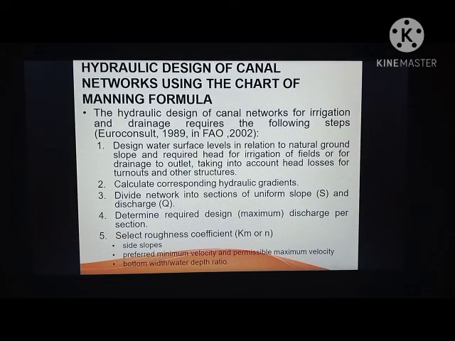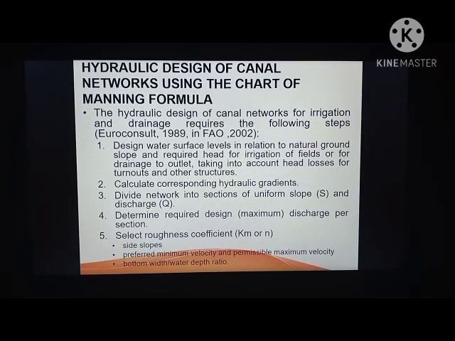Hydraulic design of canal networks using the chart of Manning formula. The hydraulic design of canal networks for irrigation and drainage requires the following steps. Step 1. Design water surface level in relation to natural ground slope and required head for irrigation and fields, or for drainage to outlet, taking into account head losses for turnouts and other structures.